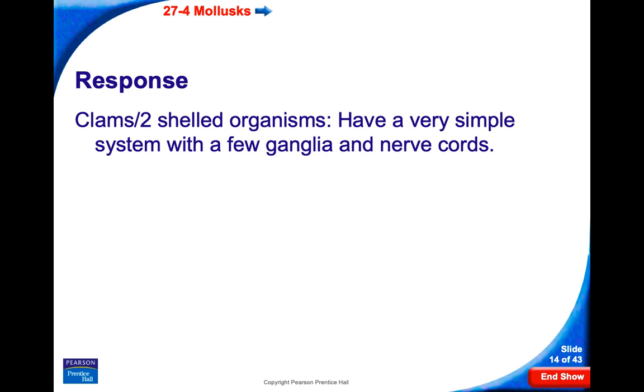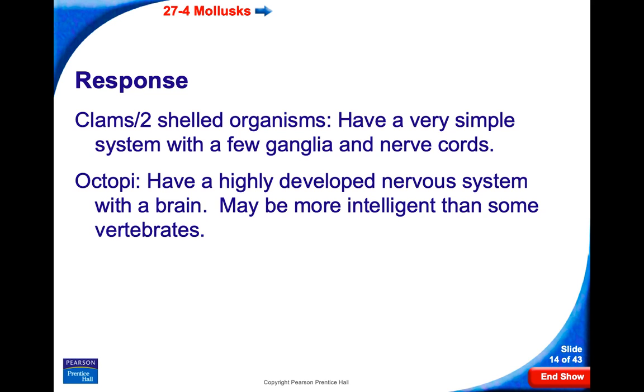However, in contrast, there are a lot of mollusks, like octopi, but also their relatives, like squid and cuttlefish and nautiluses, that are active and intelligent predators. So they have to have a highly developed nervous system with a brain. In fact, a lot of these cephalopods, which are octopi and their relatives, can be quite intelligent, even more intelligent than some vertebrates.